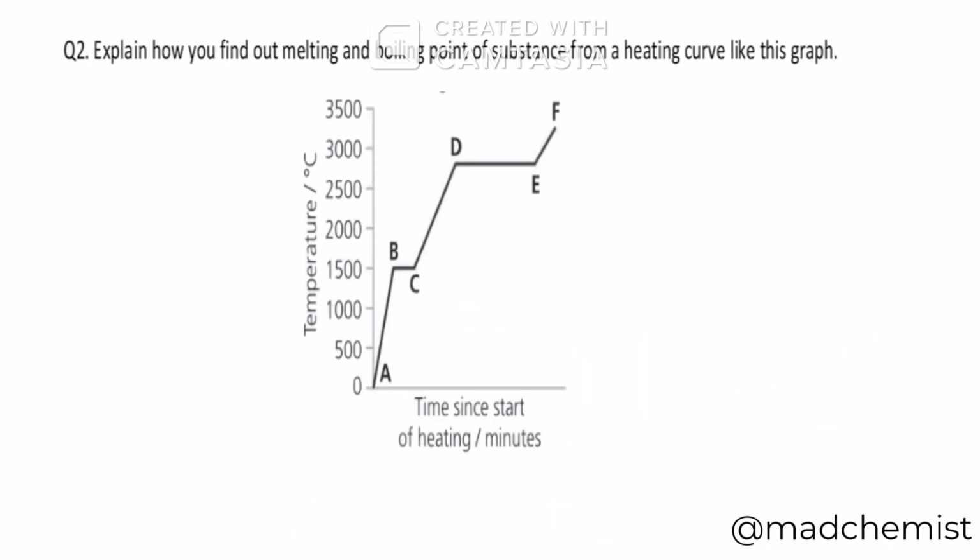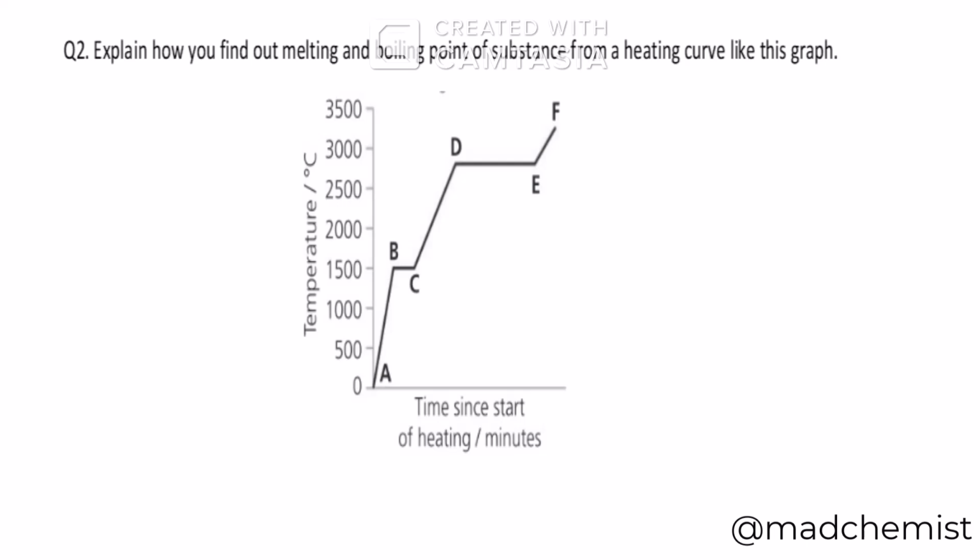Now let's move to the next question, that is, explain how you find out the melting and boiling point of a substance from the heat curve like this graph. So this is a graph here. This is a curve that starts from zero temperature, and then there is a horizontal line seen between B and C, while the other one is between D and E. So let's pause the video for 2 seconds and just answer it.